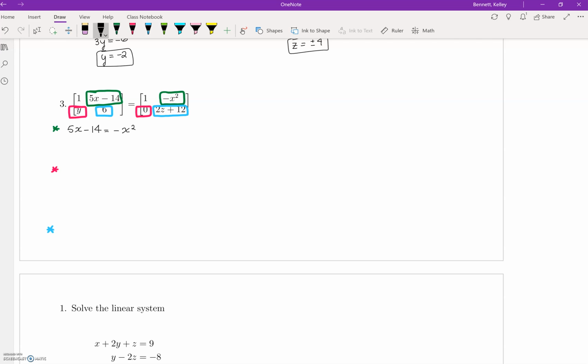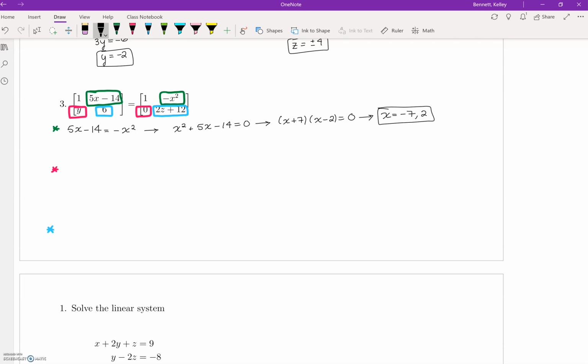So here we're going to get a quadratic. I'm just going to move the x squared over. So this will become x squared plus 5x minus 14 equals 0. So from there we can go ahead and factor. We'll get x plus 7 times x minus 2 equals 0. So our solutions for the x value are that x equals negative 7, and it can also equal 2.